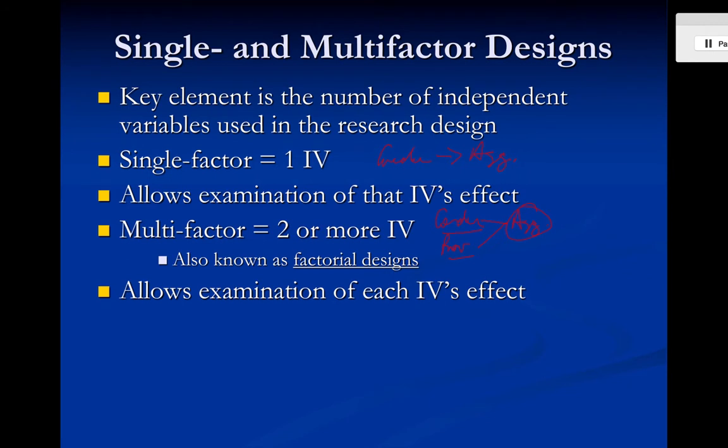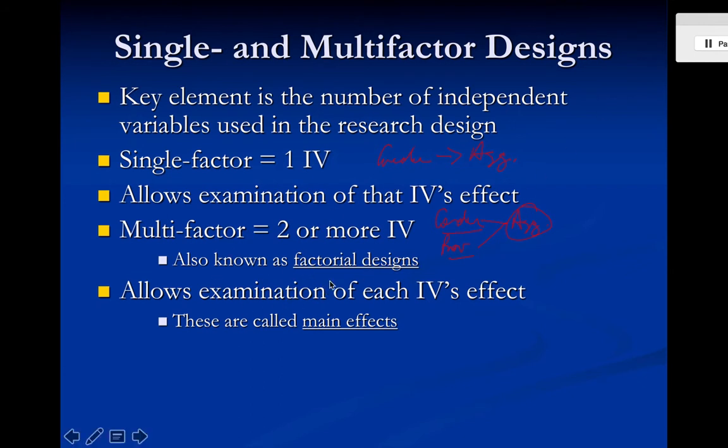Now, what is it that a factorial design is going to allow you to do? A factorial design is going to allow you to examine each independent variable's effect on the dependent variable, and we're going to call these main effects. This is a new term that I'm now introducing for you. A main effect indicates the effect of an IV on a DV. That's what a main effect is defined as, the effect of an IV, one single independent variable, on the dependent variable.